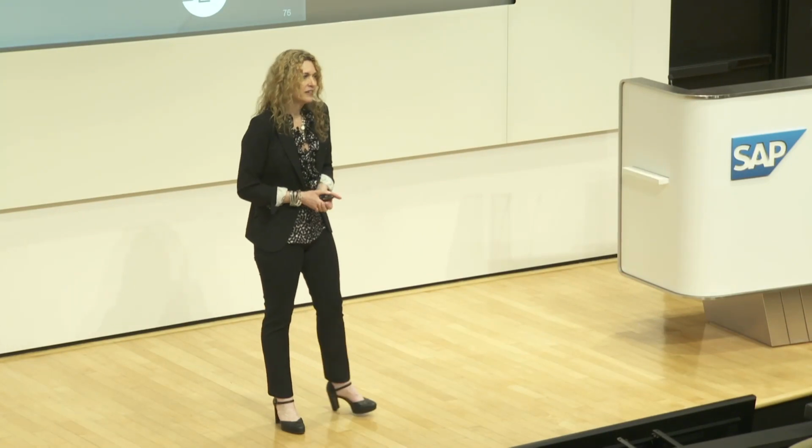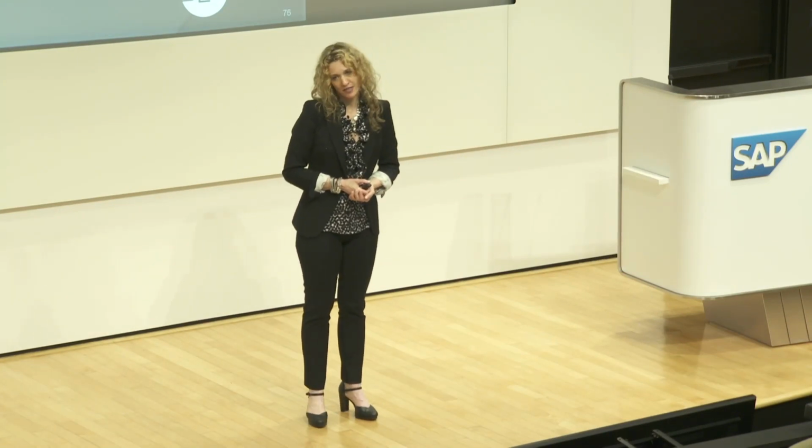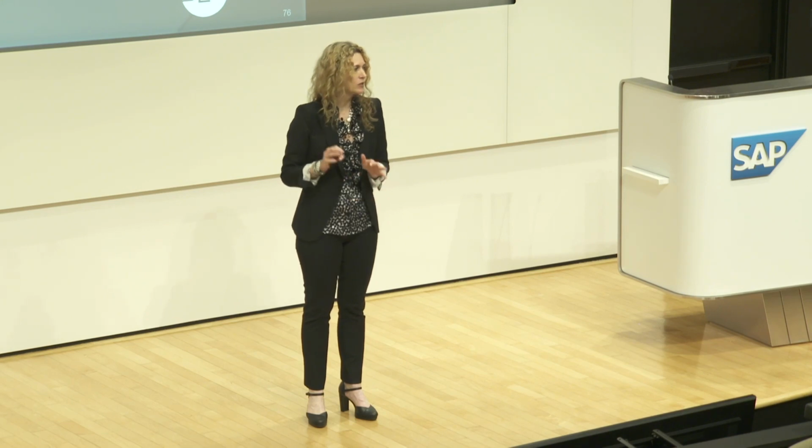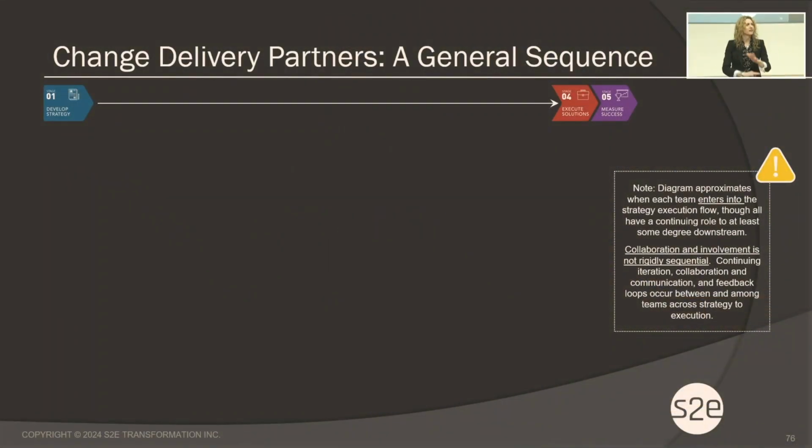So just to give a general sequence of change delivery partners, and I have a lot of caveats over there on the side, just to be really clear, because this is not linear, and it's human, and it's iterative, right? But teams tend to come into this sequence at a certain point in time, or they come in with more significant involvement at a certain point in time. Though there is a lot of collaboration and iteration between them, and everybody's going to play some sort of a role throughout or downstream.